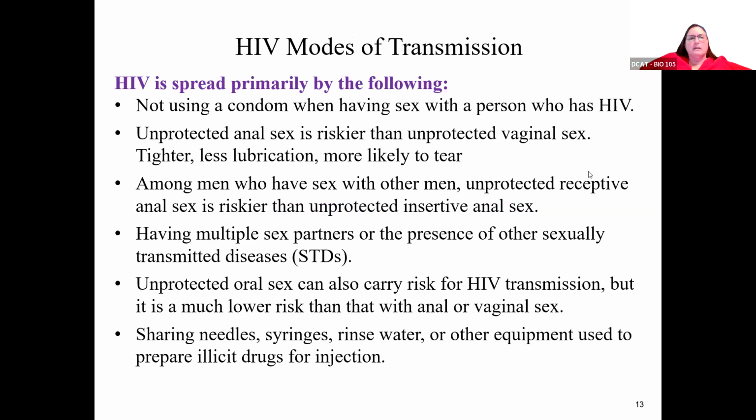So again, HIV is spread primarily by not using a condom when having sex with someone with HIV. Unprotected anal sex is riskier than unprotected vaginal sex. And the reason why is I mentioned that on the prior slide or so about it being tighter and less lubrication there. So it's going to tear more easily. Okay. Again, among men who have sex with other men, the unprotected receptive anal sex is riskier than unprotected insertive sex.